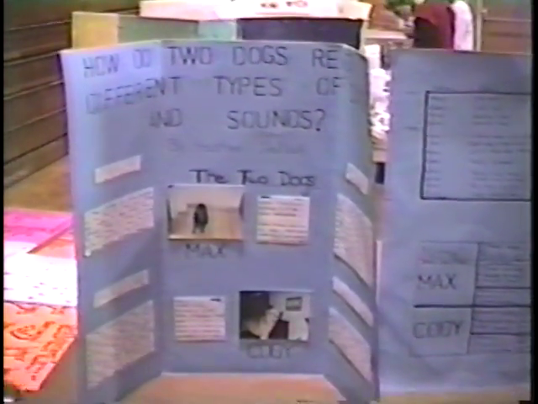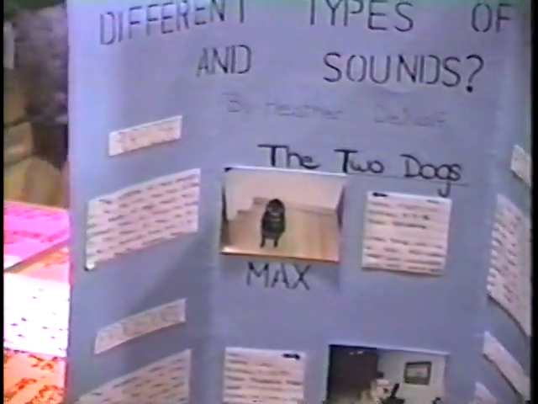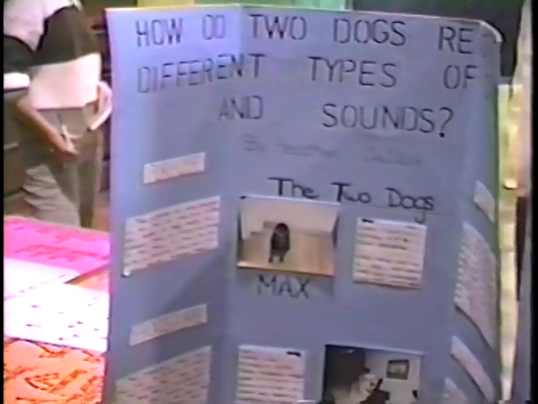You know, dogs only see black and white. Dogs always see black and white. That's correct. I didn't know that. I thought they see colors. Nope, they see black and white. See, so you learned something from a science project already.